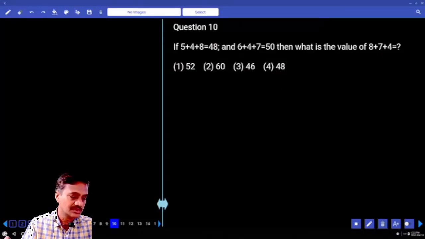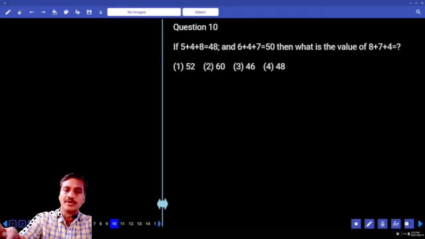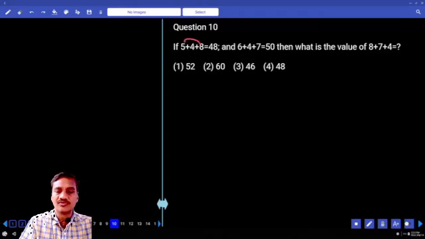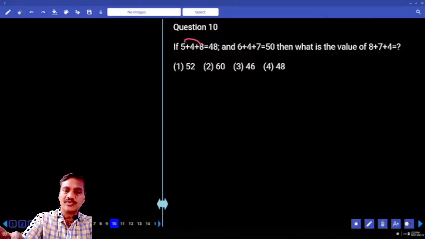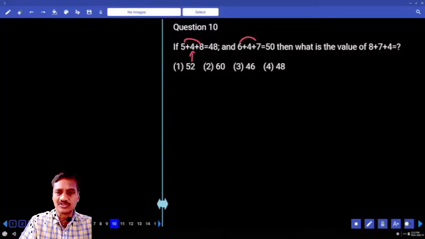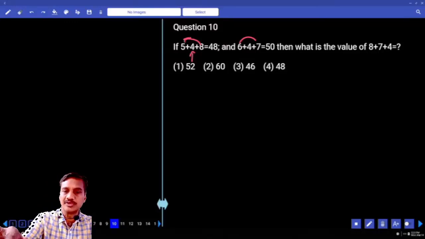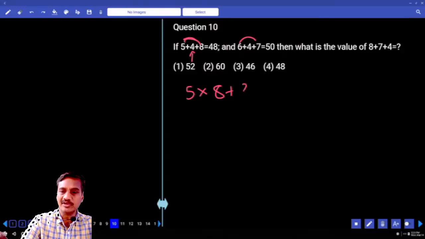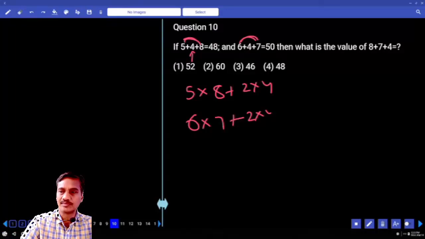Now question number 10. Now 8 into 5 is how much? 40. And 40 plus how much? Plus 8. And similarly 6 into 7 is how much? 6 into 7, 42. 42 plus 8. That means product of these two, 5 into 8 plus the middle number 2 into 4. And similarly 6 into 7 and the middle number, and here 8 into 4.